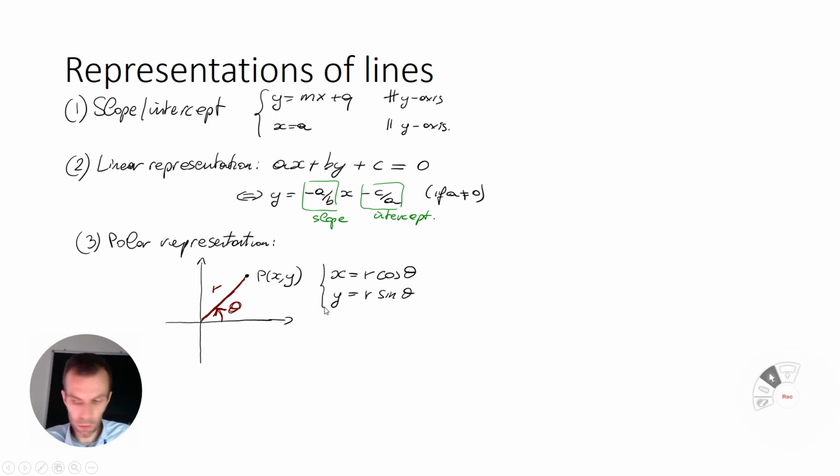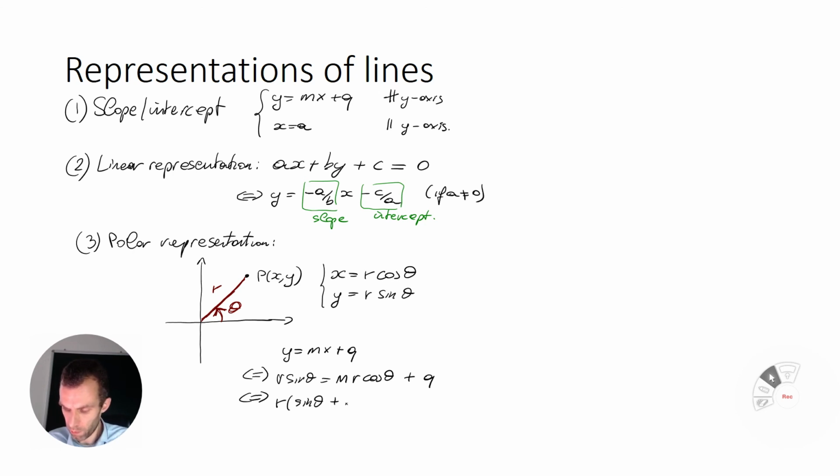And so now if you substitute those expressions for x and y in the slope-intercept representation, then you get r sine theta is m times r cosine theta plus q, and if we bring all the r's to one side, r times sine theta minus m cosine theta is equal to q, and from that it follows that r is equal to q over sine theta minus m cosine theta.